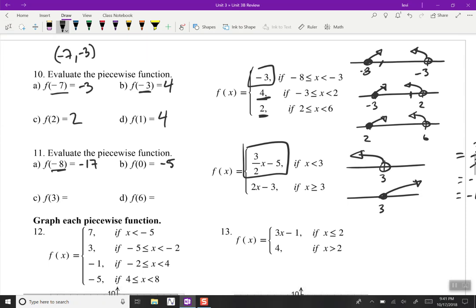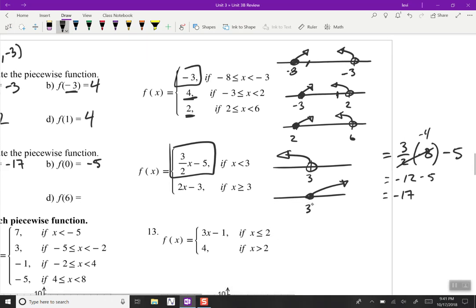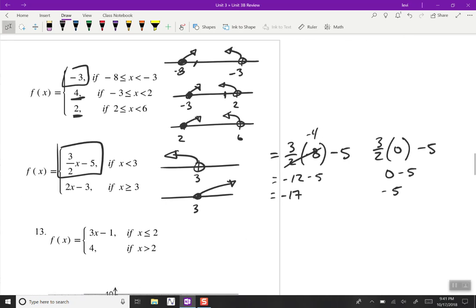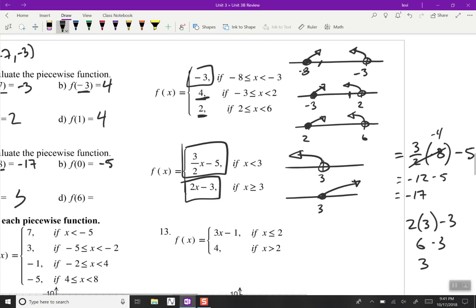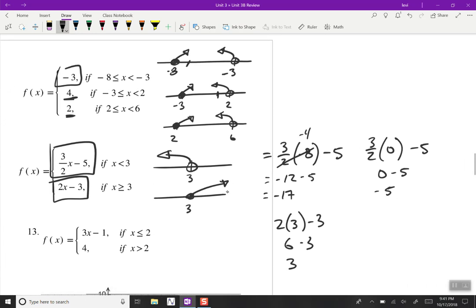3 is equal to 3, right? So we'd use this bottom one. So we're using this equation now, so 2 times 3 minus 3, 6 minus 3 equals 3. And 6, that's definitely greater than 3, so we use this bottom equation again. 2 times 6 minus 3, so 12 minus 3 makes 9.